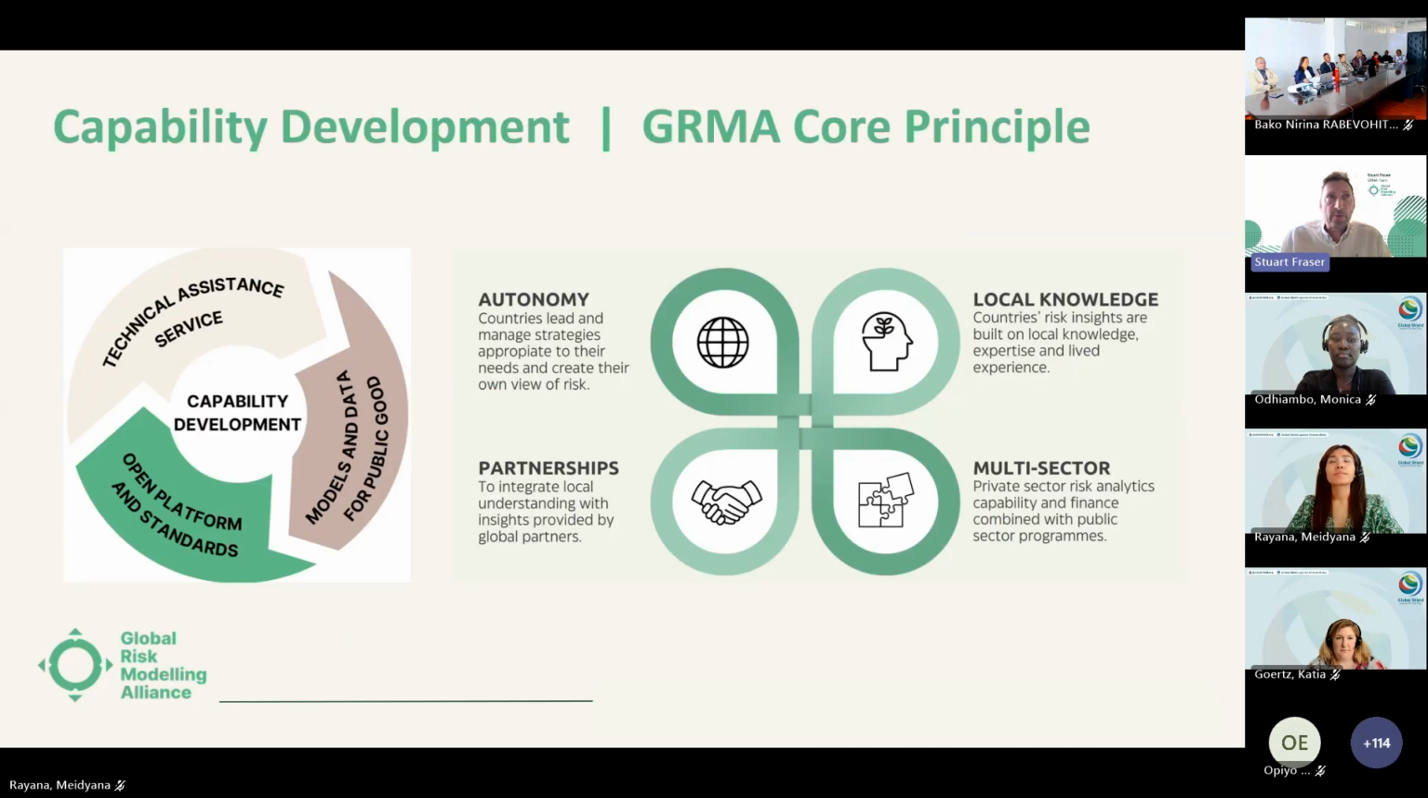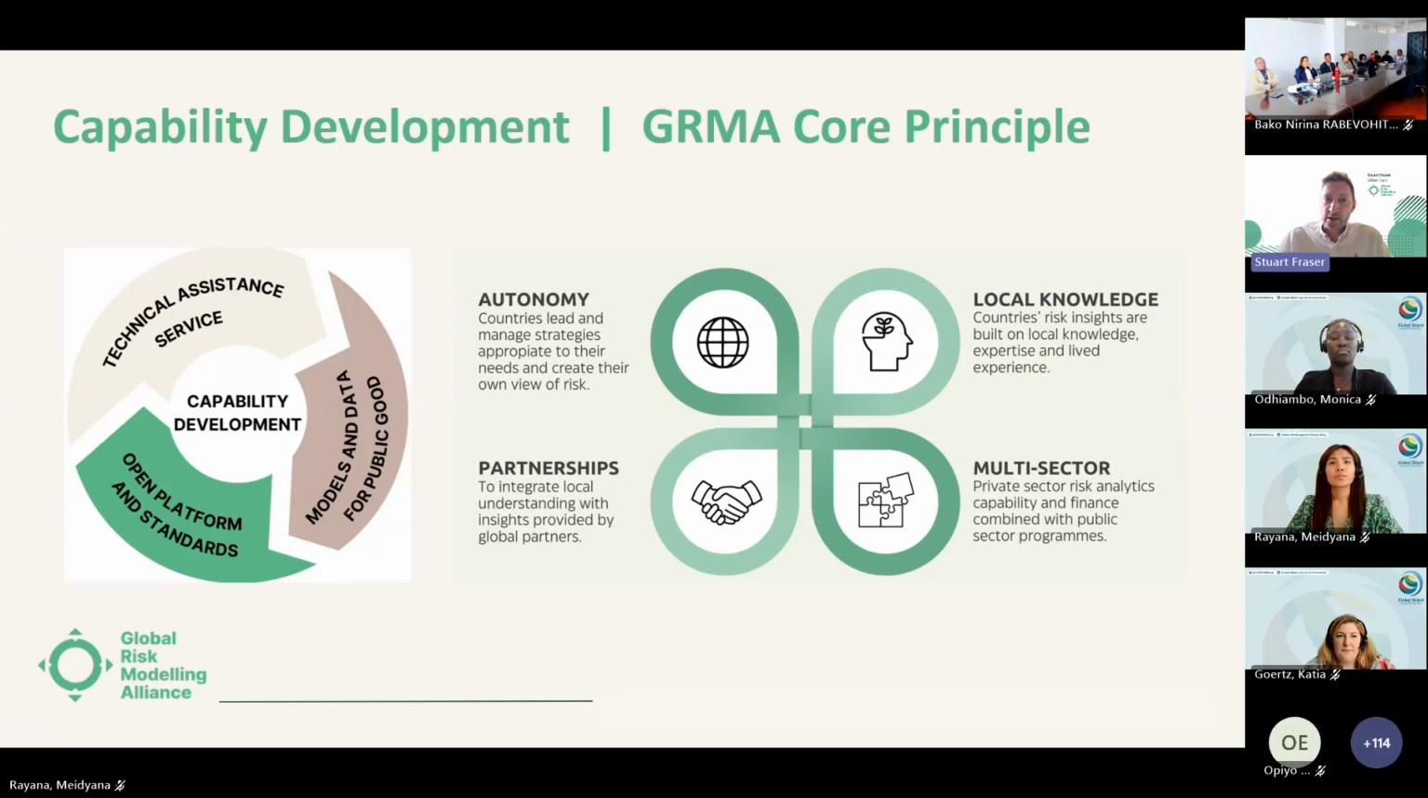Okay, next slide. Yeah, so capability is really the core of the Global Risk Modelling Alliance. We provide a technical assistance service. I myself am an expert in disaster risk analytics, both in the development and the insurance sectors. We have another couple of experts with the same background, and we have climate model experts. So we provide assistance in the definition and the implementation of technical risk assessment projects. We use open platforms and open standards to develop the sustainable and accessible data and models, and everything we do is designed for public good.